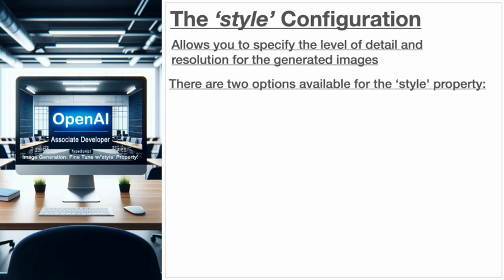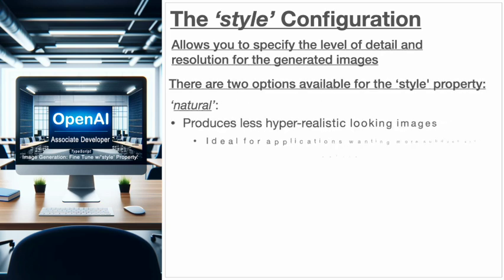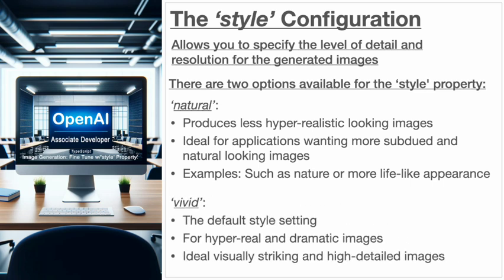There are two options available for the style property: natural and vivid. Natural produces images that are more natural and less hyper-real looking. It is ideal for applications where a more subdued and realistic visual tone is desired, such as in nature illustrations or scenarios requiring a more lifelike appearance.